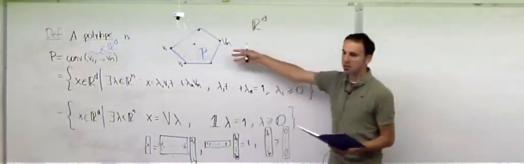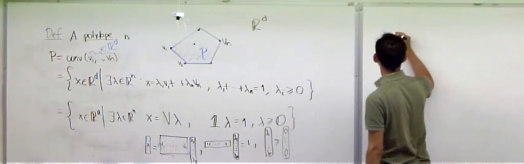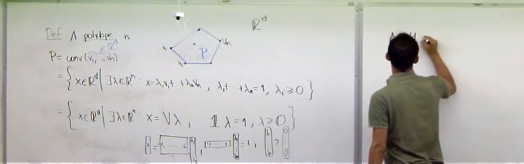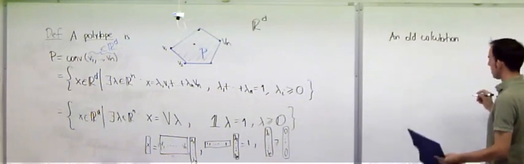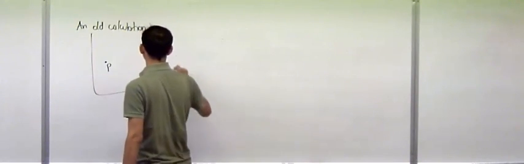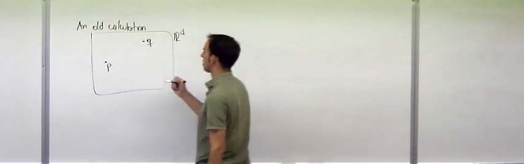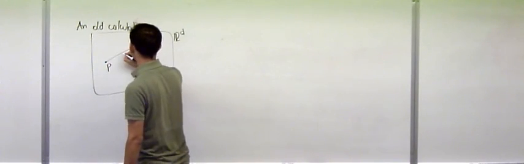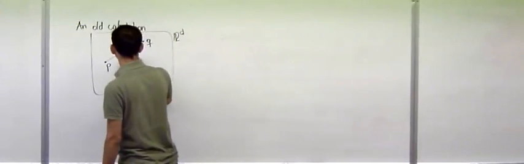what does this have to do with this picture? Let me show you an old calculation that you did at some point in your lives. And we're going to do it again. Okay. Let's say that you have 2 points P and Q, and we're living in some vector space R^d. And let's take a point somewhere in the line segment between P and Q, and I'm going to call it V.